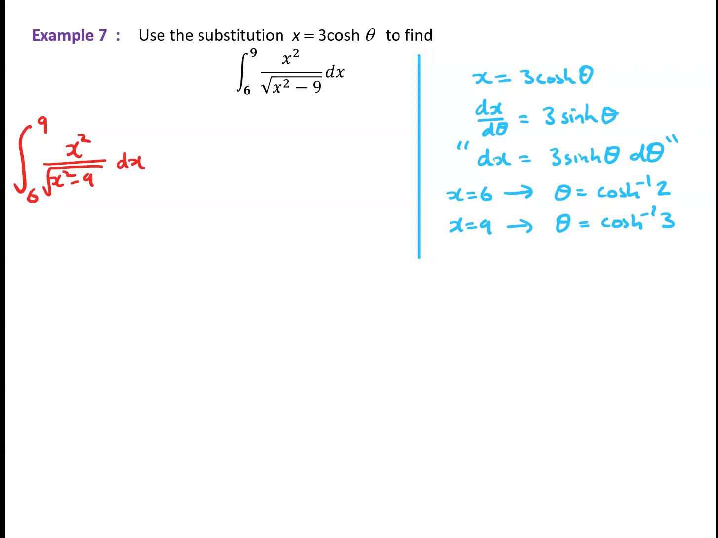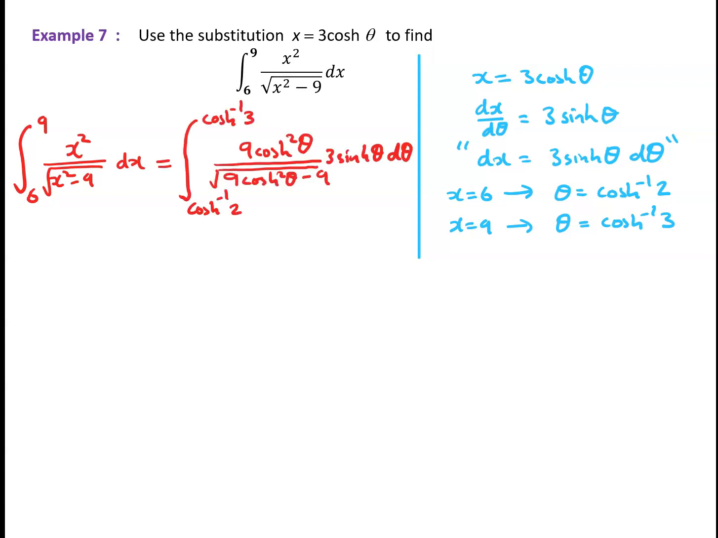When x equals 6, theta must be cosh to the minus 1 of 2. And when x is 9, theta must be cosh to the minus 1 of 3. So making the substitution, I've got the integral between cosh to the minus 1 of 3 and cosh to the minus 1 of 2 of 9 cosh squared theta over the square root of 9 cosh squared theta minus 9 times by 3 sinh theta d theta.